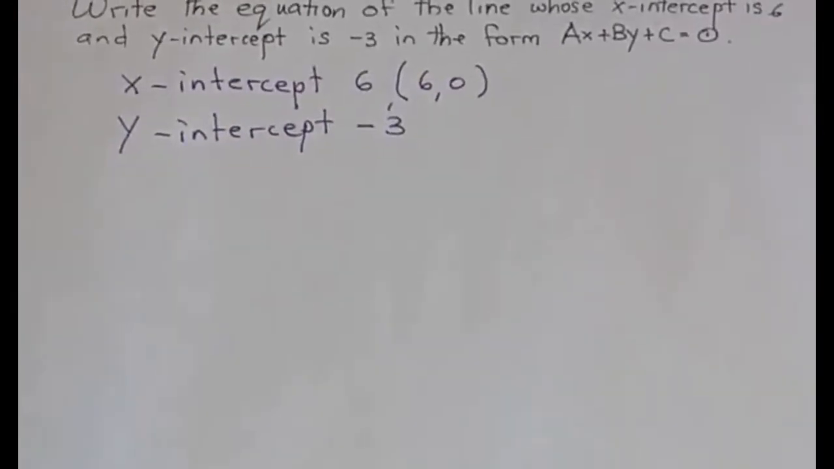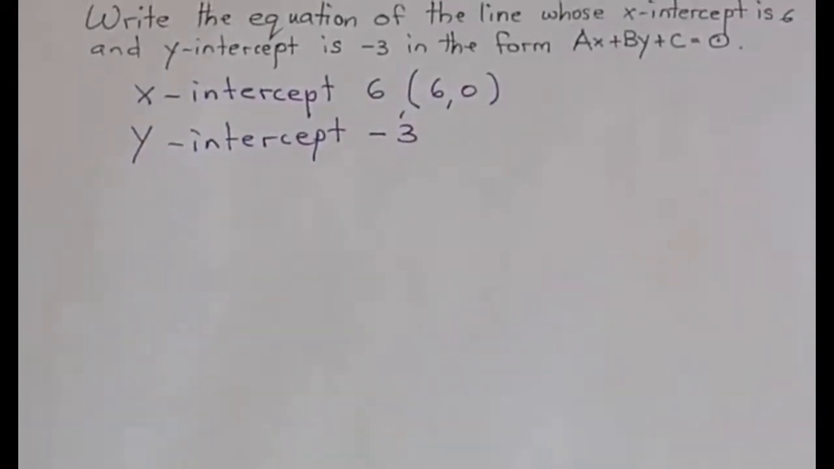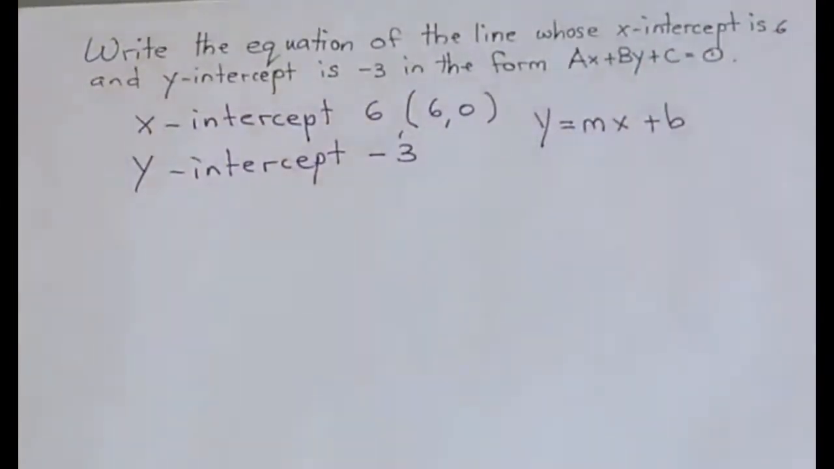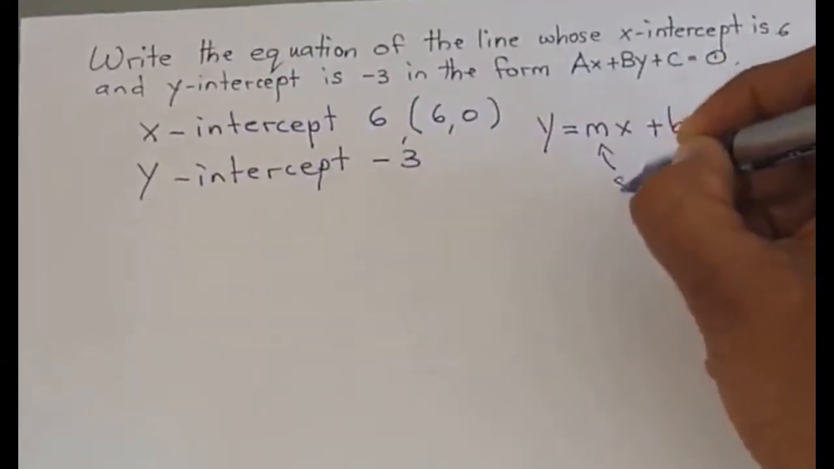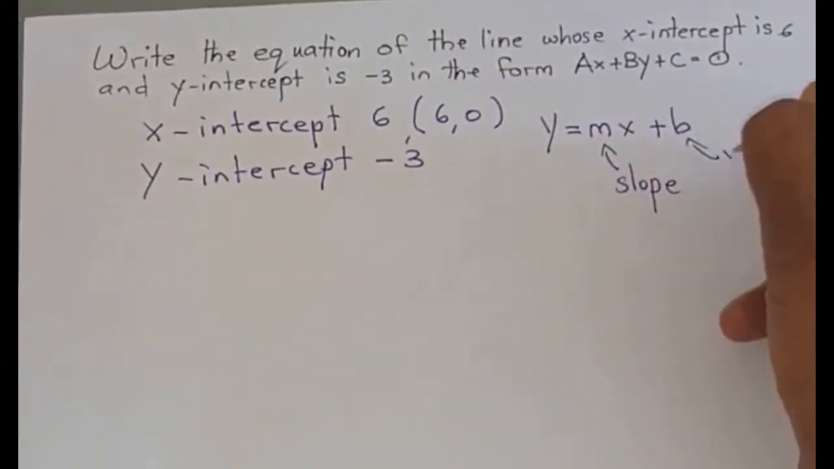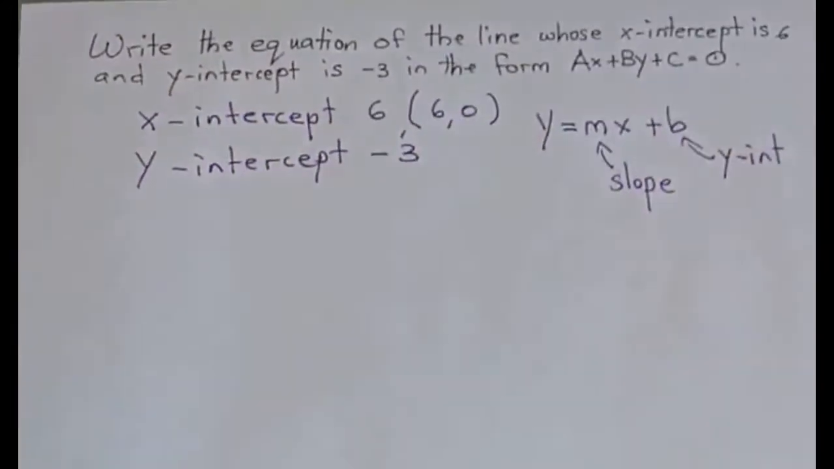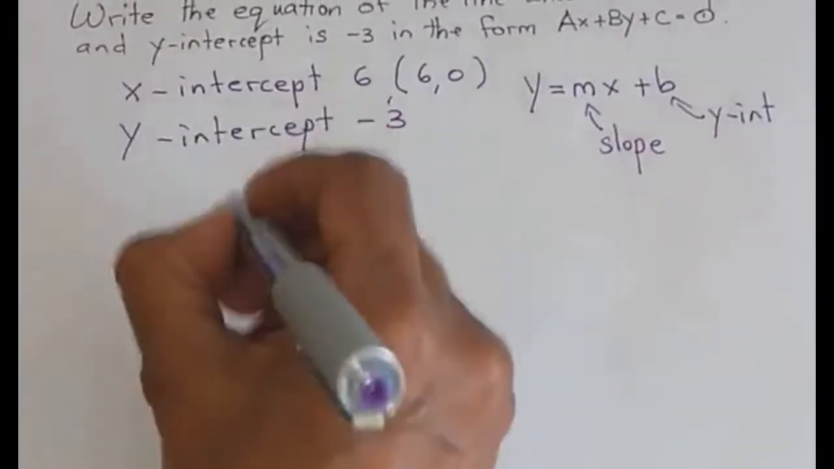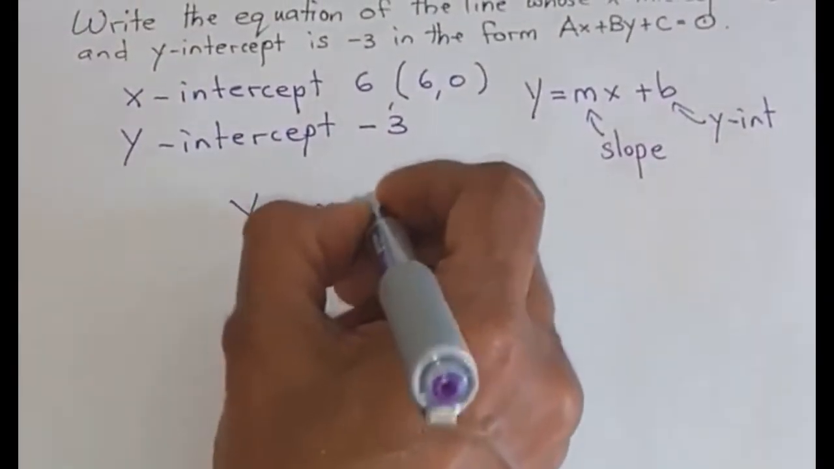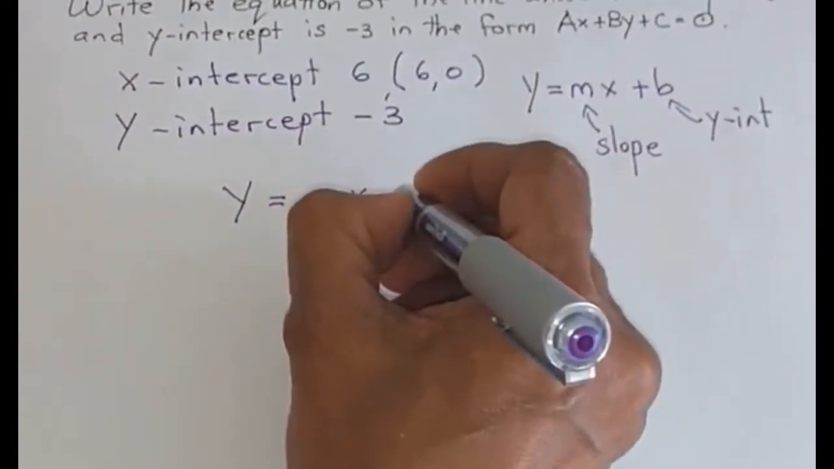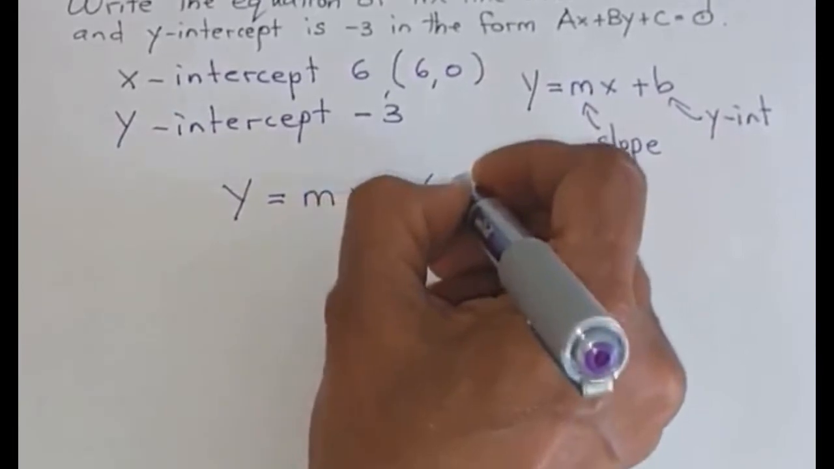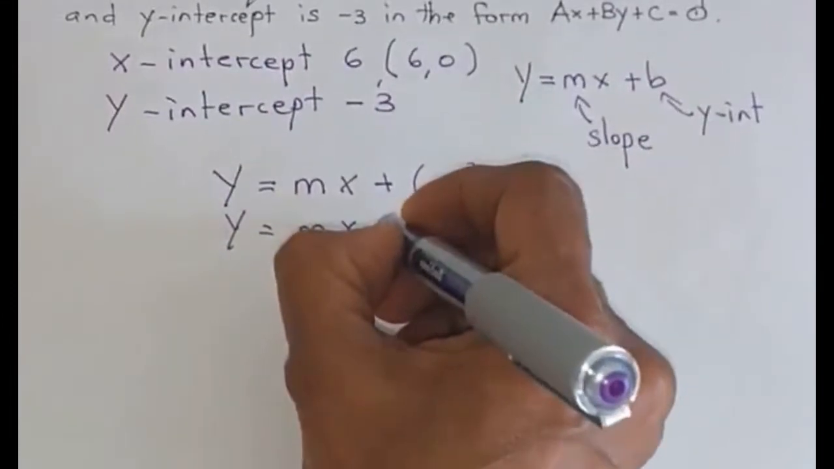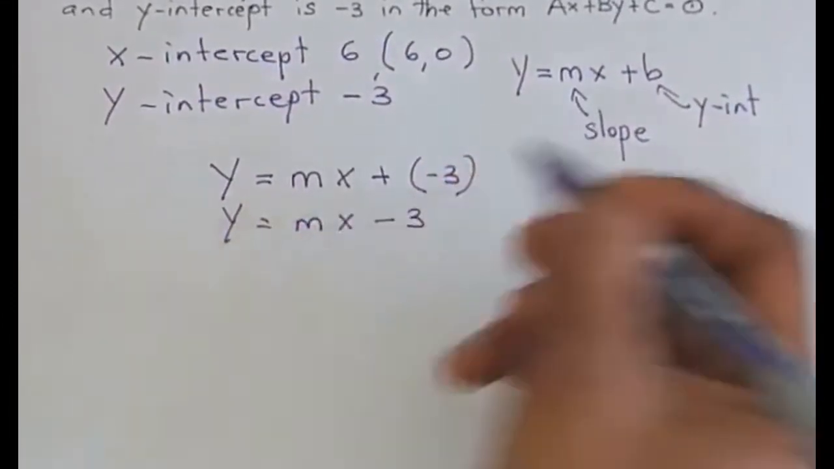What I'm going to do is write this in the slope-intercept form to help us solve the question, and then at the end convert that to the standard form. So let's write the slope-intercept form: y equals mx plus b. In this form, m is the slope and b is the y-intercept. I can replace the b with the value given, which is -3. So y equals mx minus 3.